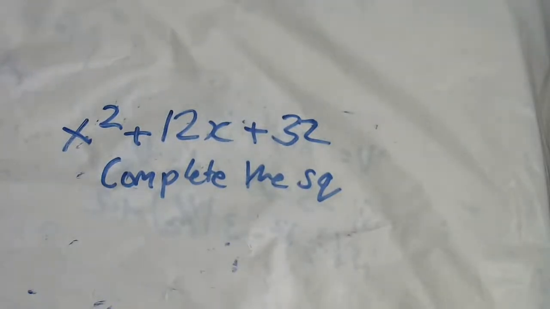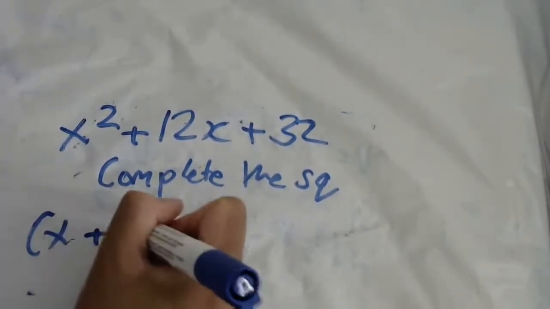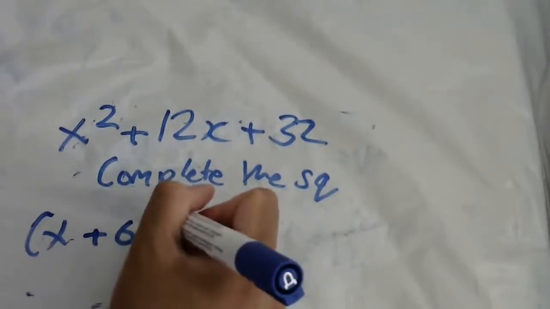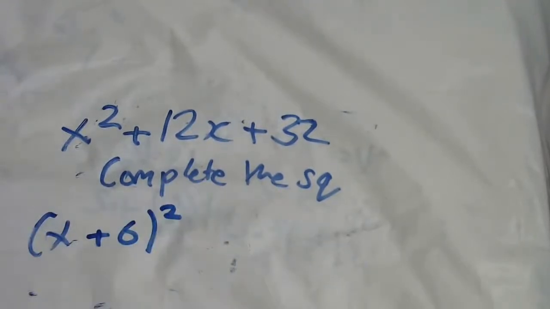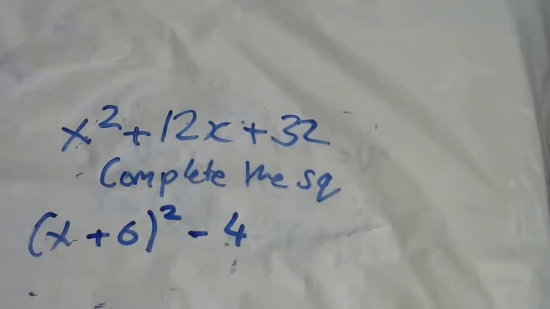Okay, so 6 and 2 is the claim. Let's have a look. If we do this inside the bracket, it should go x plus 6 squared minus 36 plus 32. That should be minus 4. So it should look like that. It looks like completing the square is one we're going to have to practice. Fair enough. Let's do that.